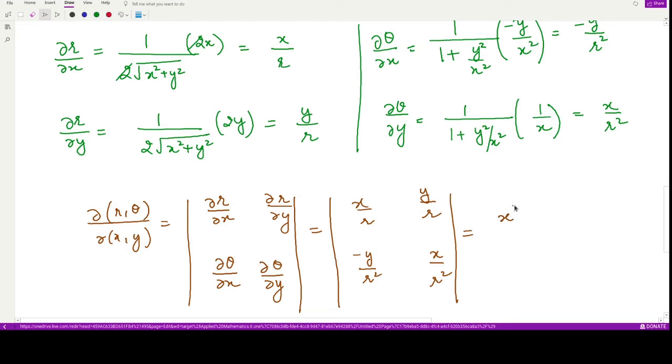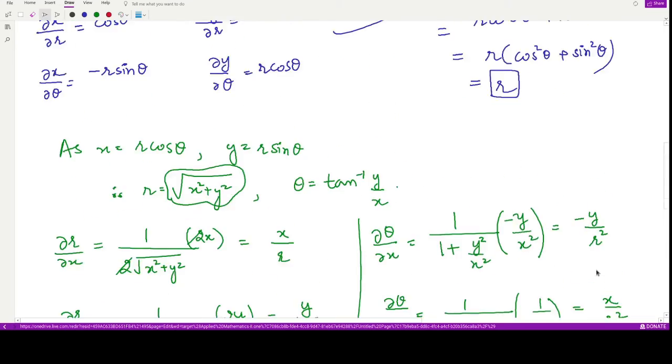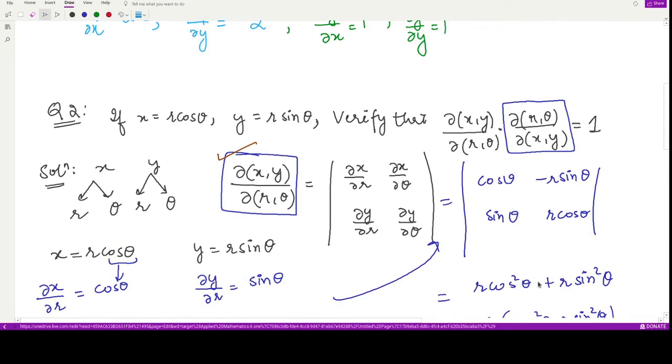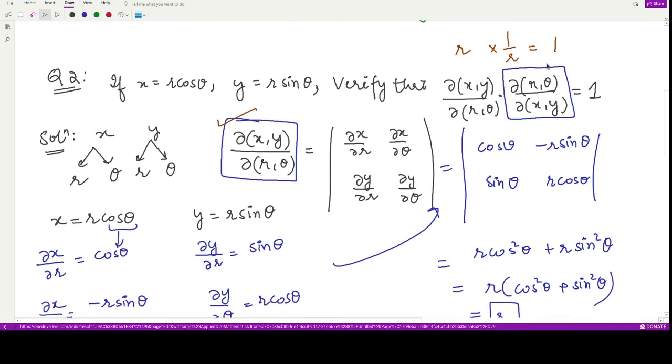So it would be x square by r cube plus y square by r cube. It simplifies and reduces to x square plus y square divided by r cube, so this is r square by r cube, which is equal to 1 by r. So we have the value of the Jacobian of r theta with respect to x, y as 1 by r, and the value of the Jacobian of x, y with respect to r theta is equal to r. When you multiply these two, r times 1 by r, you get 1 as the final answer. So we have verified whatever was required.